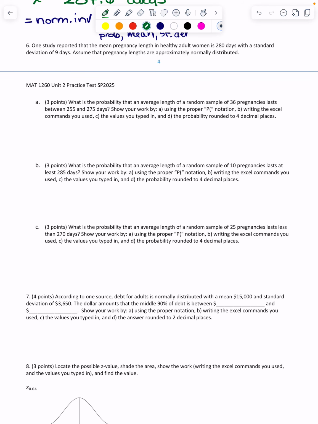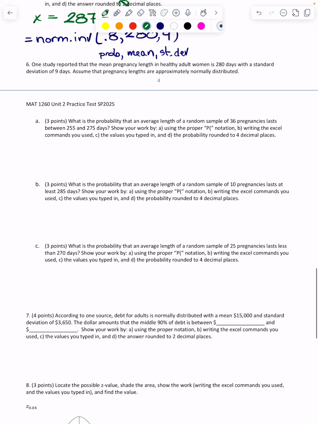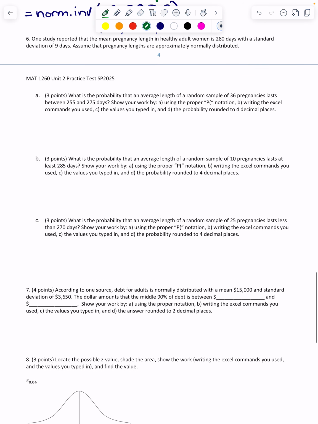Okay, this is the Unit 2 practice exam, page 5. Question number 6. Again, we are talking about the mean pregnancy length in healthy adult women. Still 280 days with a standard deviation of 9 days. We are assuming the pregnancy lengths are approximately normally distributed, so we're good.